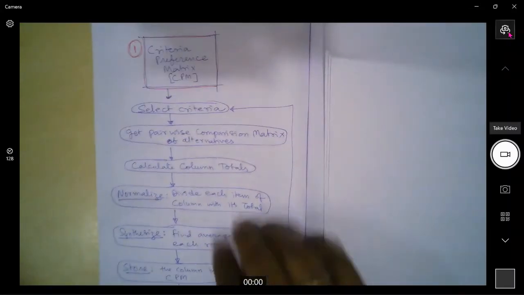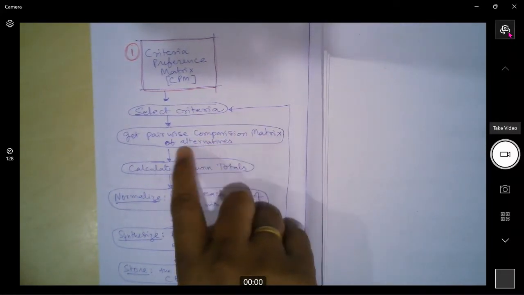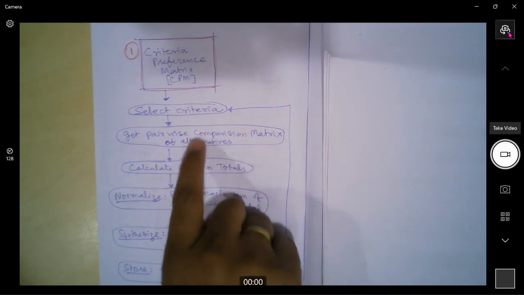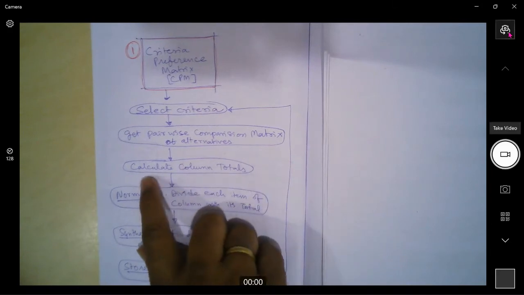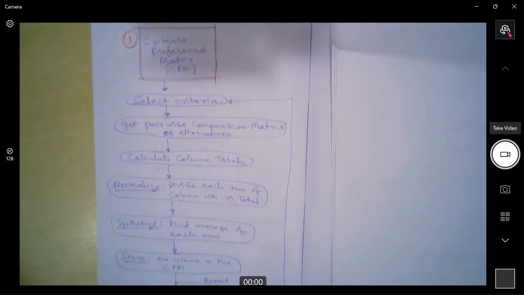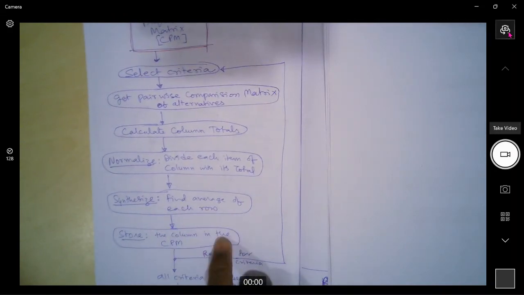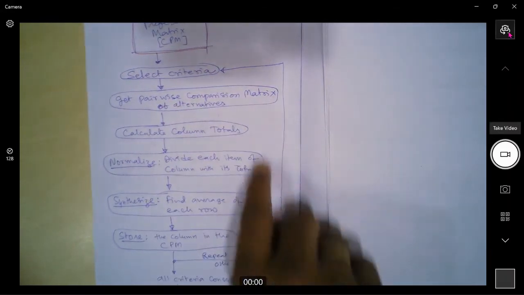Okay, so let's come back to it. Select any criteria, then get the pairwise comparison matrix of alternatives for this particular selected criteria. What is this pairwise comparison matrix? I will explain later when we are actually doing it. Then calculate the totals, then normalize, then synthesize, and finally you will get one column that you store for that criteria. And then again repeat for other criteria. Like that, if there are five criteria, you have to repeat this process five times.